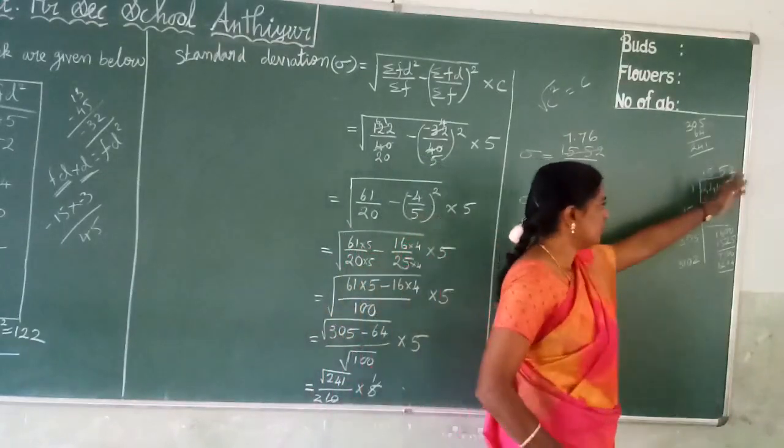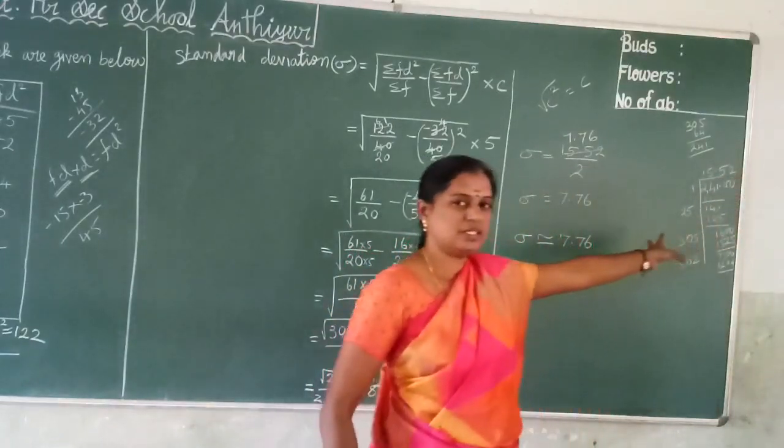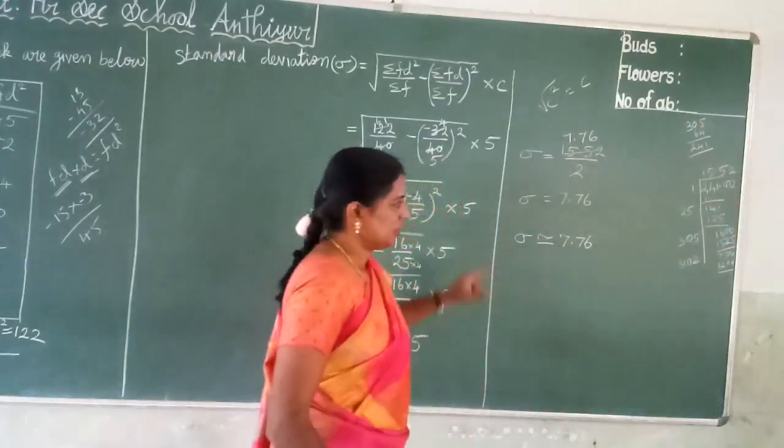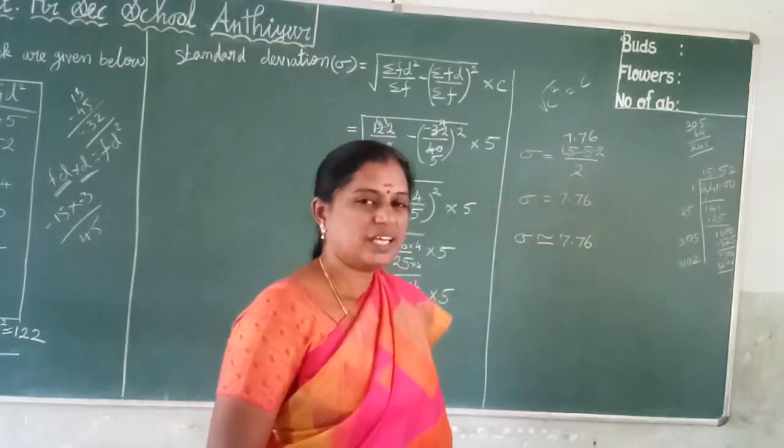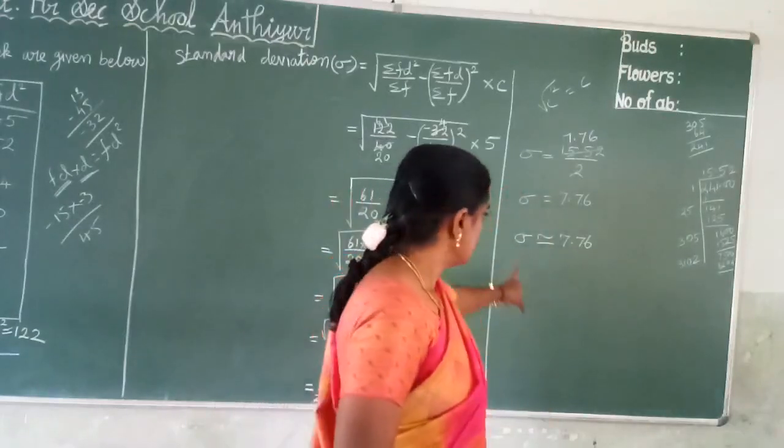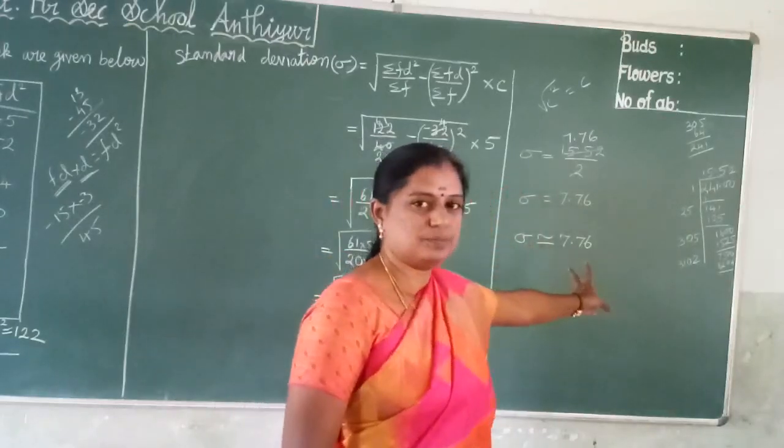Here we didn't complete all the decimals. Clear? So when taking long division, do it carefully. Clear? That was the standard deviation. You write the answer as an approximate value. Clear?